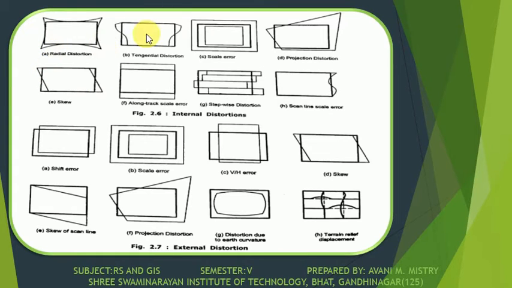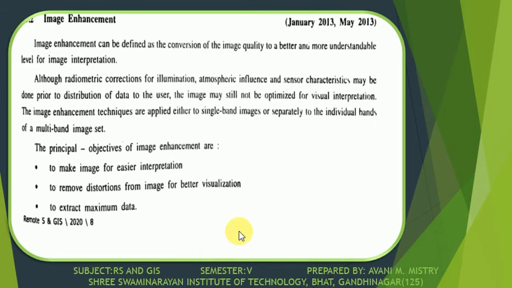This one is called radial distortion, tangential distortion, then scale error. Okay, then projection distortion, then skew, then along track scale error, then stepwise distortion, line scale error. That is called internal distortion. Then what will come in external distortion? Shift error, scale error, then vertical and horizontal error, then skew of scan line, projection distortion, then distortion due to the earth curvature and terrain relief displacement. Okay, that is called external distortion.